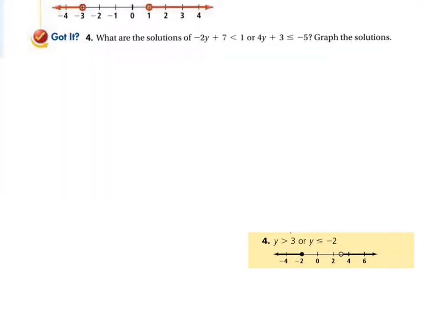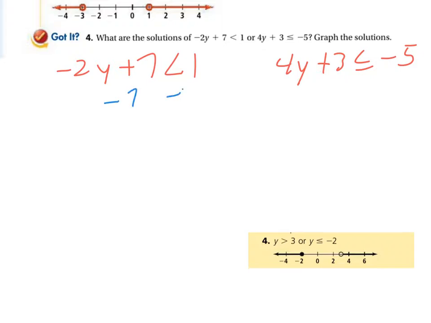So here we're going to solve two different ones. Negative 2y plus 7 less than 1, or 4y plus 3 less than or equal to negative 5. And so obviously subtract the 7, subtract the 7. Negative 2y less than negative 6. Now again, going to be dividing by a negative, so I flip this immediately, right? So y is greater than positive 3.